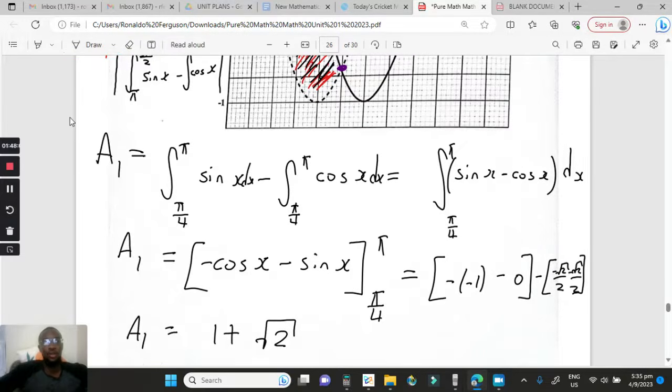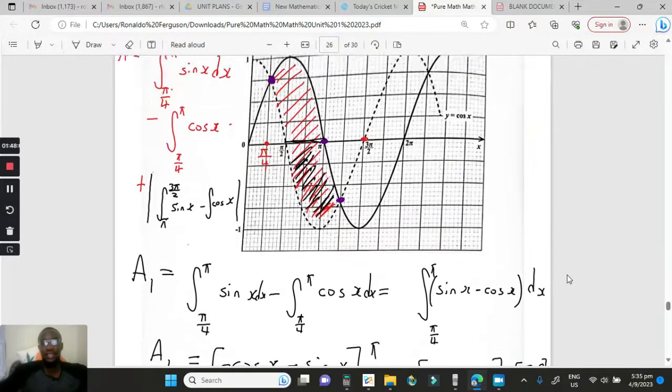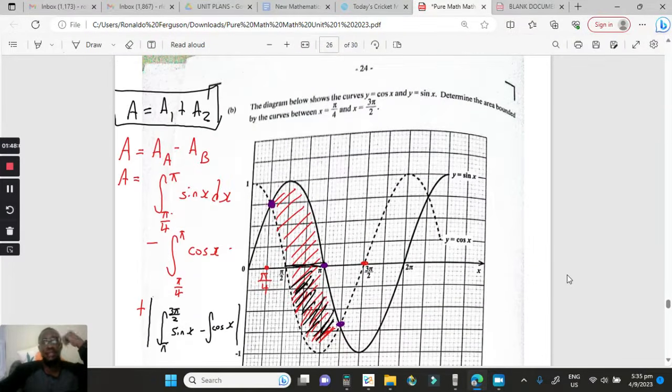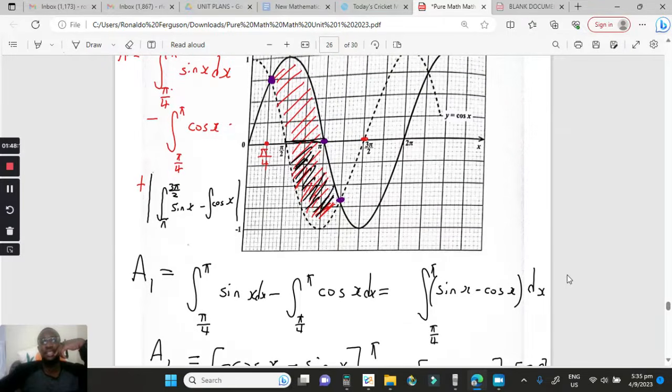Now we need to work out a2, and a2 is this black region that I shade, right? Determine the area bounded by the curves. All right, right there. So now that black region that I shade, that black region in there, well, actually, right here is from this black region.